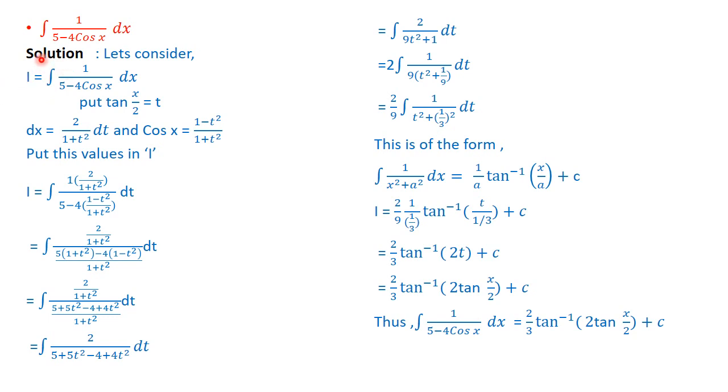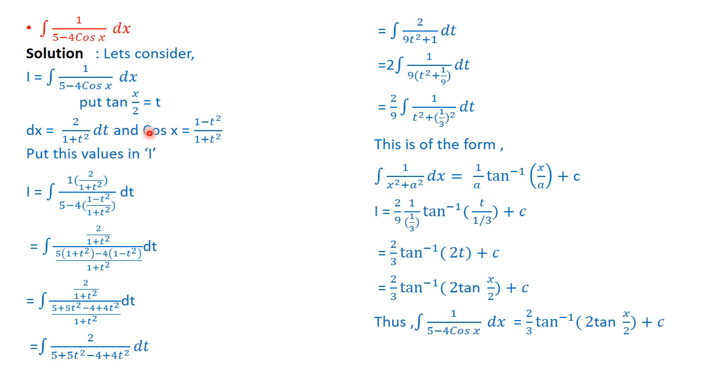what will be the solution for this equation? Now let us consider the given integral. As usual we know that there is only x, therefore put tan x by 2 is equal to t. Then dx is equal to, taking the derivative, 2 by 1 plus t square dt, and cos x is equal to 1 minus t square by 1 plus t square, isn't it?